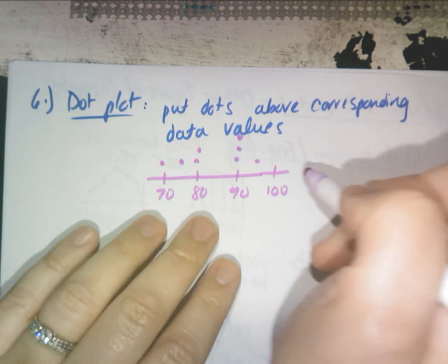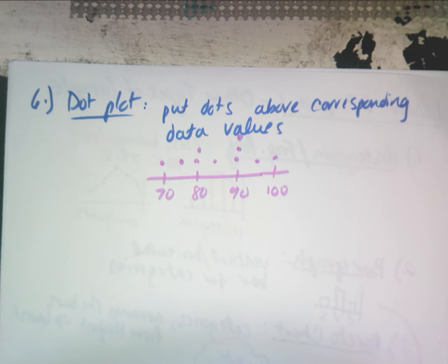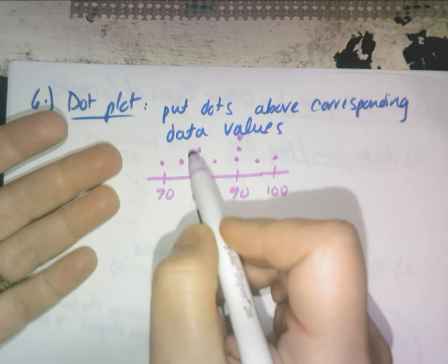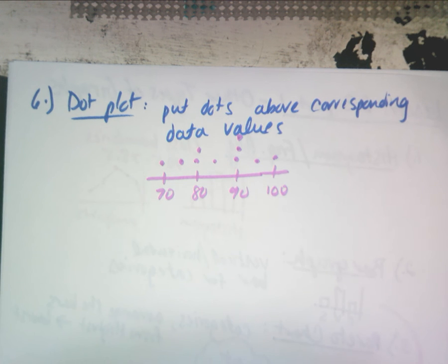Have you seen those before? Really, what they're doing is just drawing a bar graph, except with dots. Because I could just build bars right here, and you could see the most people got was a 90. So it's just putting dots above corresponding values. It's called a dot plot.